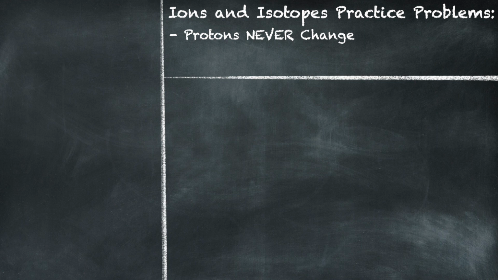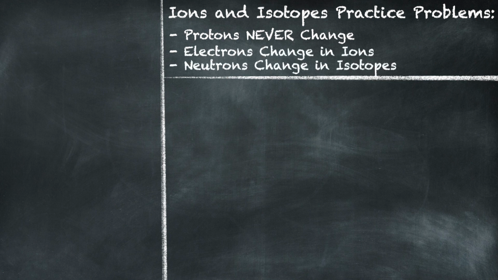So whether it's carbon ions or carbon isotope, whatever that is, whether it's ion or isotope, both of those are going to have the same number of protons as a neutral atom of carbon. The thing that's changing is the number of electrons if it's an ion, or the number of neutrons if it's an isotope. So let's jump into some practice problems on these topics.